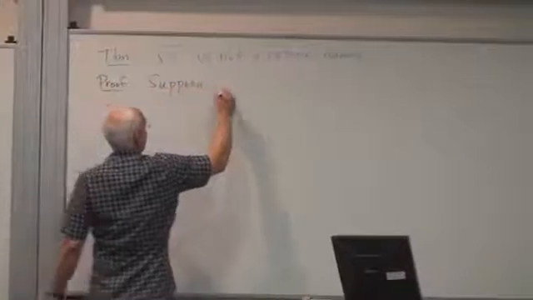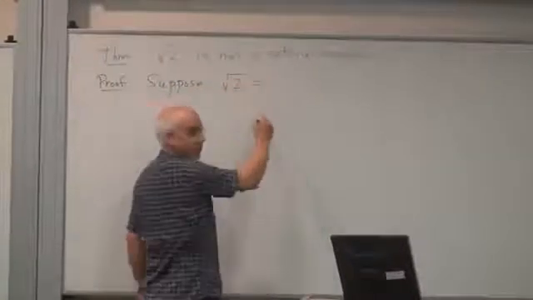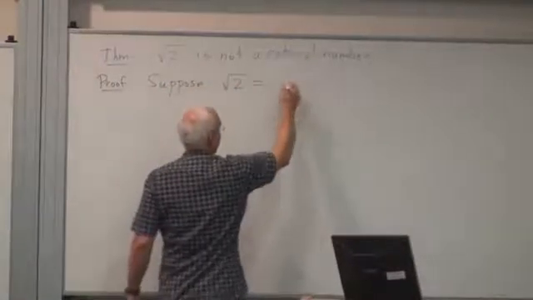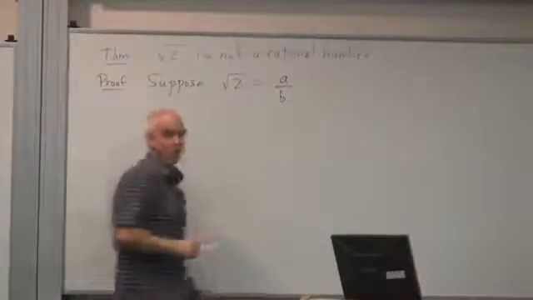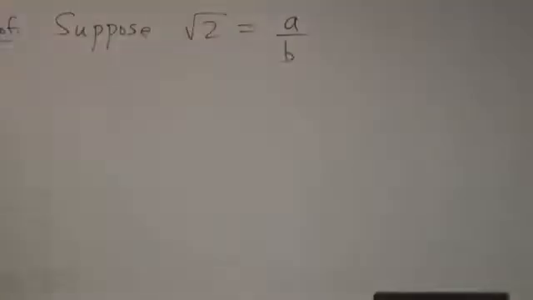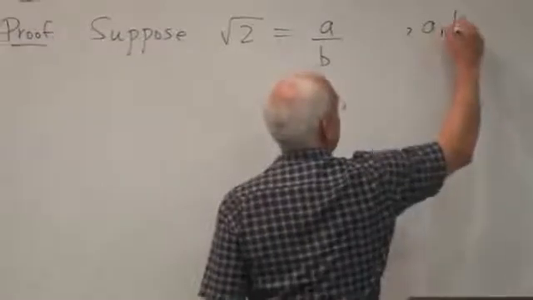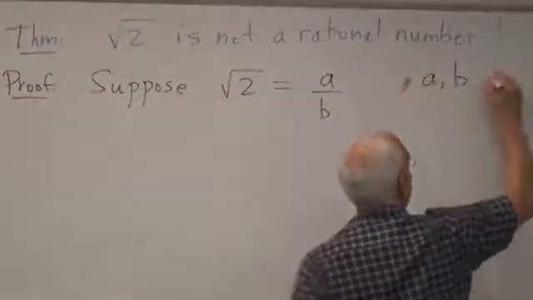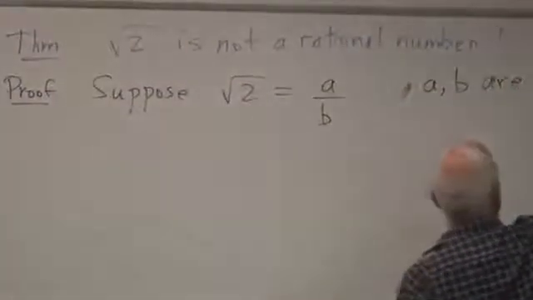Suppose that root 2 actually is a fraction, a over b, where a and b are natural numbers.